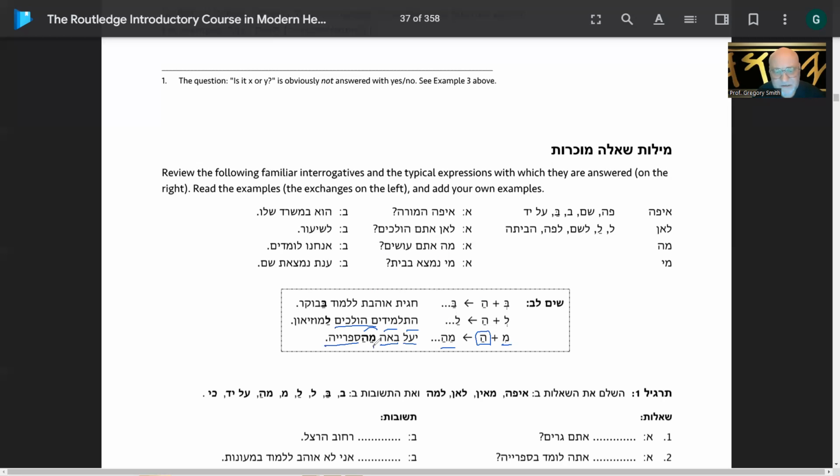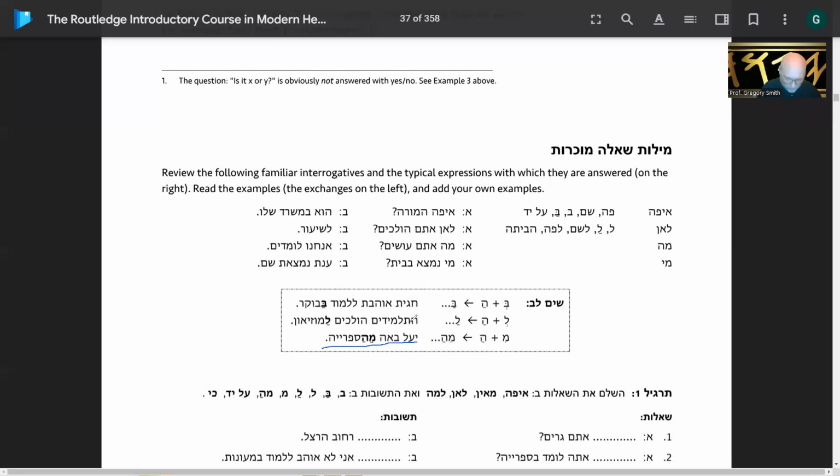Okay, notice in this case, the hey does not merge into the mem. But in these two cases, when you have a bet and when you have a lamed, these definite article heys disappear, and all you have is the pointing, which presents itself under either the bet or the lamed. And the pointing is the patach here. See that? Okay, so Yael ba'a meha sifria. That's a tongue twister to get that one. Yael ba'a meha sifria. Yeah, there we go.